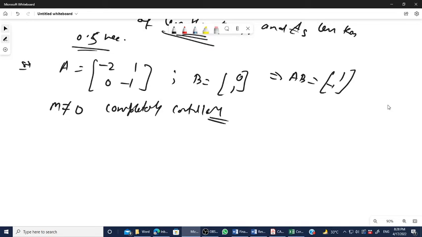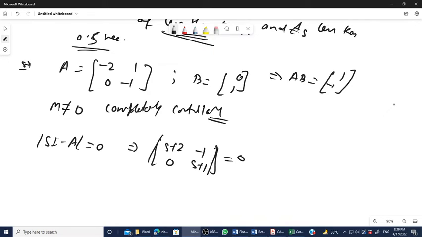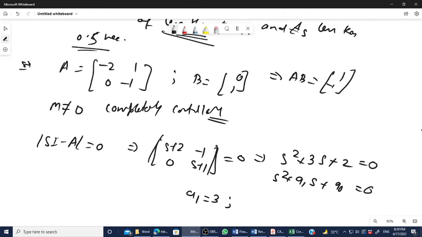Okay, now step 2 is very simple. We just have to find out the characteristic equation. So |sI - A| = 0, which gives the matrix [s+2, -1; 0, s+1] equal to 0. The determinant, you can say. When you solve, you get s² + 3s + 2 = 0. That is s² + a1 s + a0 = 0, and here a1 equals 3 and a0 equals 2.